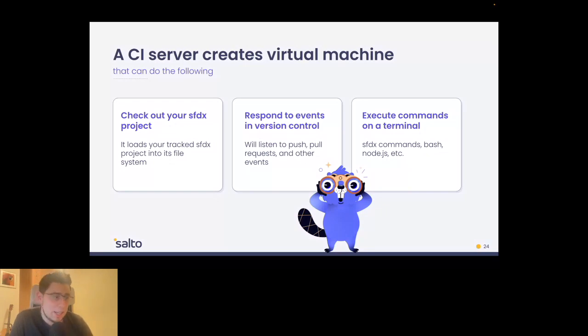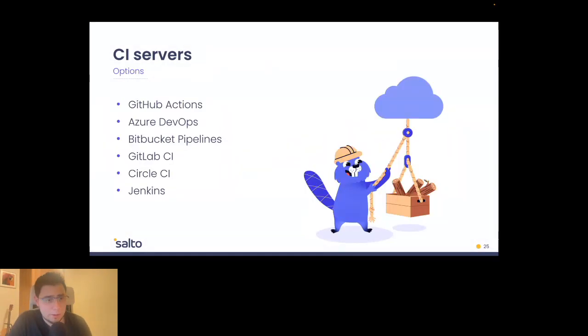So essentially the CI server is used to automate deployments using SFDX by having your SFDX project stored in a version control repository. Some of the typical CI servers include GitHub Actions, which is what we're going to use today, Azure DevOps, Bitbucket Pipelines, and a few others.